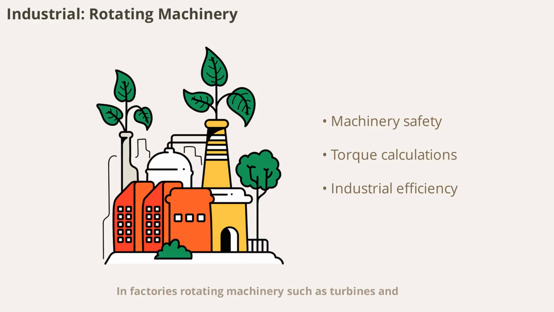In factories, rotating machinery such as turbines and gears rely on principles of rotational motion. Engineers must calculate moments of inertia and torques to ensure safe and efficient operation. This knowledge prevents mechanical failures and improves productivity.